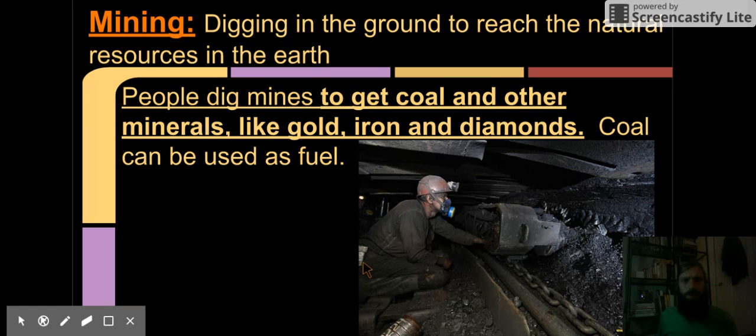So first, mining. Mining means digging in the ground to reach the natural resources in the earth. People dig mines to get coal and other minerals like gold, iron, and diamonds. Coal can be used as a fuel. Gold, iron, and diamonds, well, those are all minerals that have their own uses.